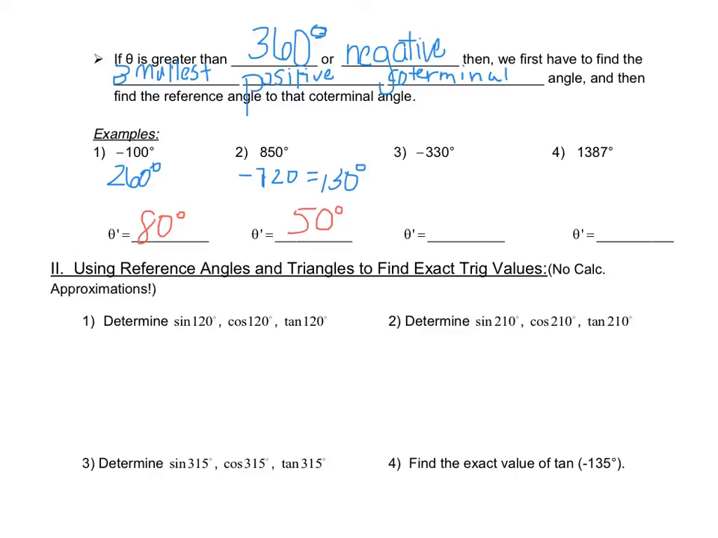All right, share with your partner. And for number 3, you guys should have gotten 30 degrees. And for number 4, you should have gotten 53 degrees. So for number 3, you add 360 to be positive, which is 30 degrees, which puts you in quadrant 1. And when you're in quadrant 1, the reference angle is the same thing as whatever theta is. And then for number 4, you had to subtract 360 a few times, landed in quadrant 4, so 360 minus 307, you guys should have gotten 53 degrees.